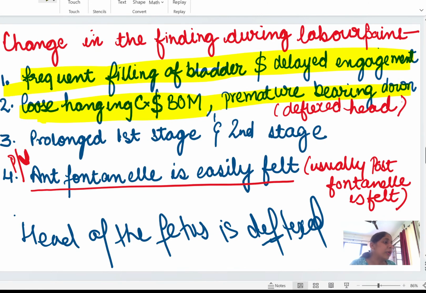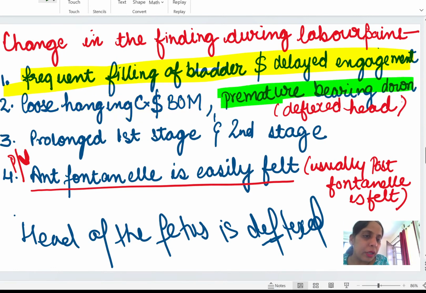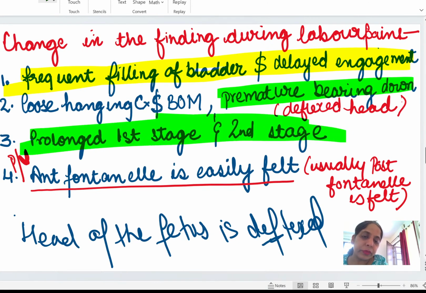So now there is premature bearing down. Why is it so? Because there is premature bearing down. Why is it so? Prolonged first stage and second stage. Why is it so? Can you tell me?